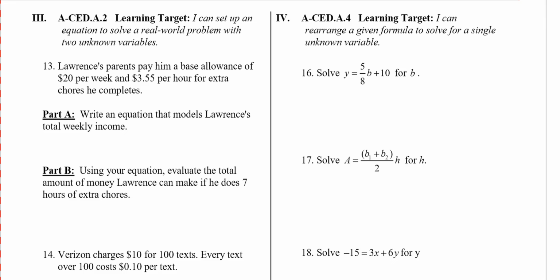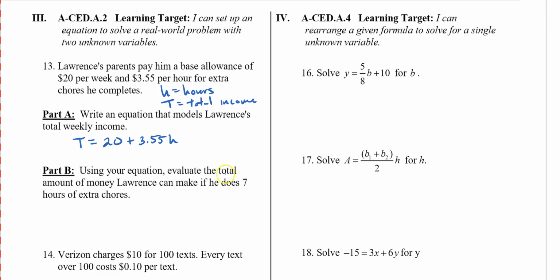So we've got two variables. I'm going to call H the number of hours and T the total income. So his total income is equal to the $20 that he gets just for being a nice guy plus $3.55 per hour. There's my equation for his total income. And then for part B, here's your equation. Evaluate the total amount of money he can make if he does 7 hours of chores.